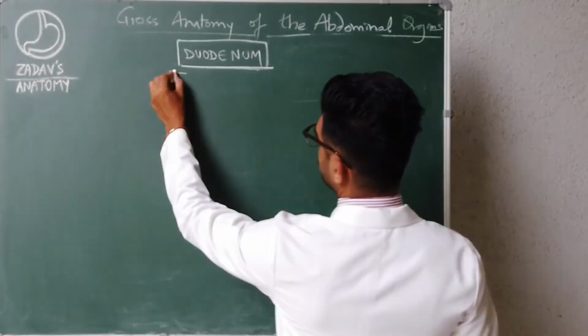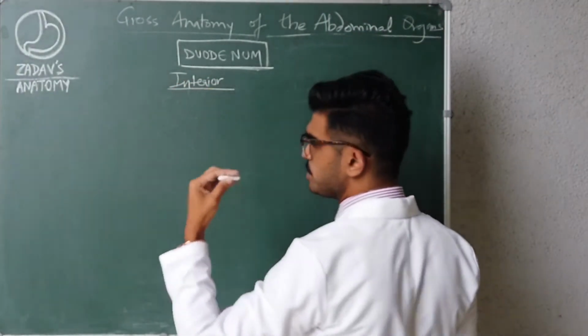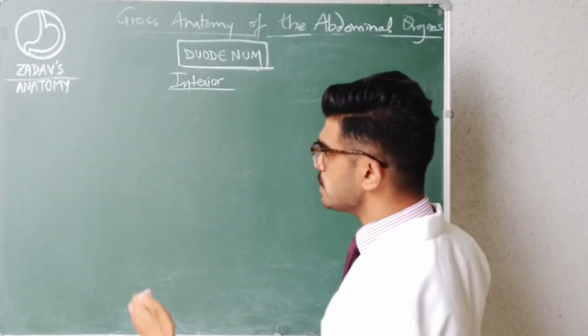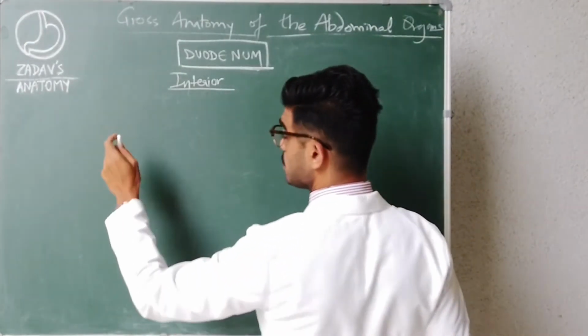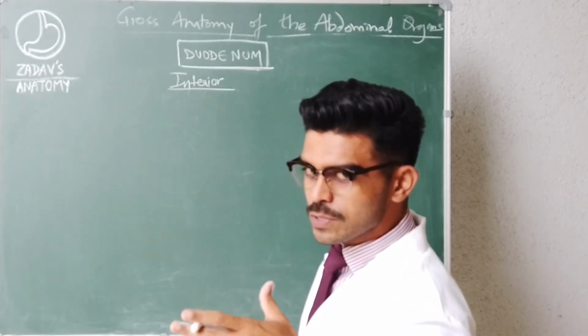Let's talk about the interior of the duodenum. Now, if you open the duodenum, you're going to see circular folds, which are very characteristic. And these are permanent folds, mind you, not to be confused with the temporary folds that the stomach has.